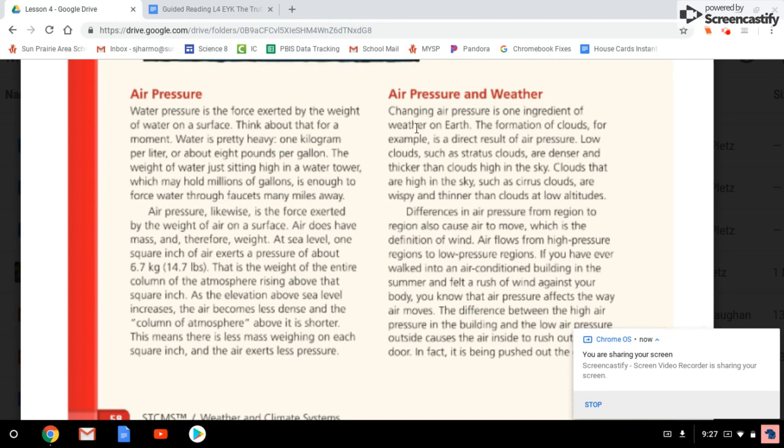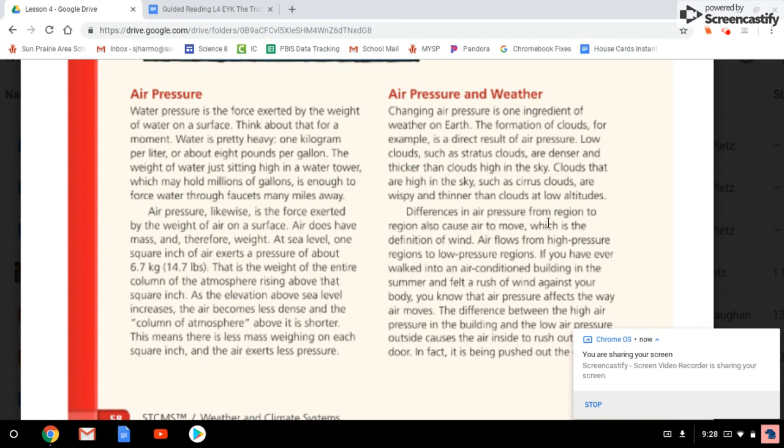Air pressure and weather. Changing air pressure is one ingredient of weather on Earth. The formation of clouds, for example, is a direct result of air pressure. Low clouds, such as stratus clouds, are denser and thicker than clouds high in the sky. Clouds that are high in the sky, such as cirrus clouds, are wispy and thinner than clouds at low altitudes.